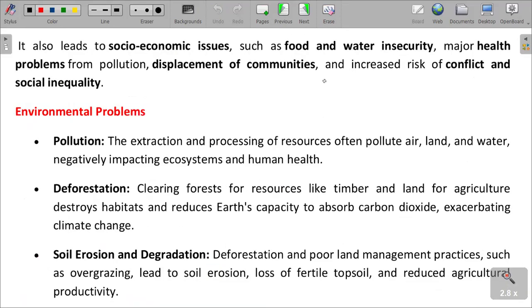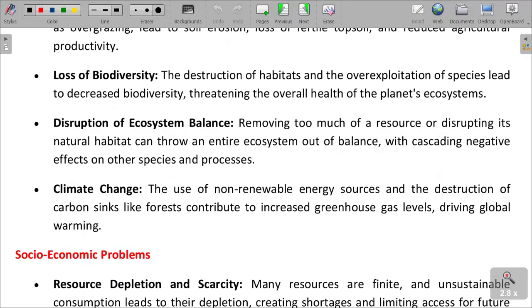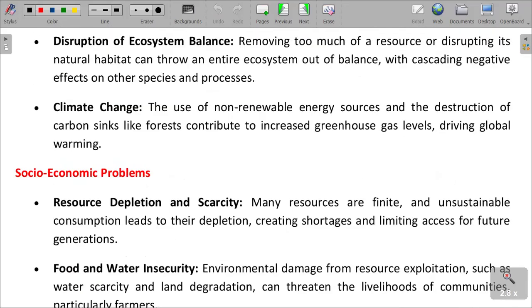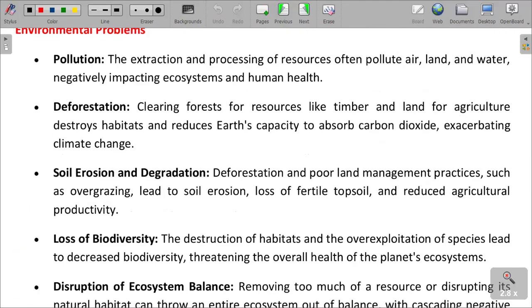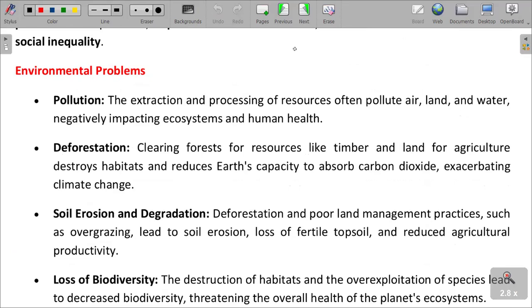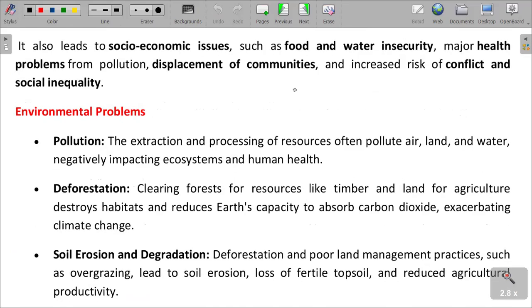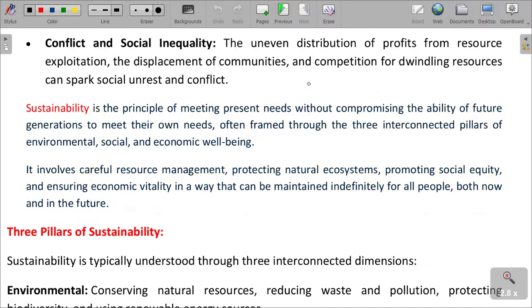We are going to talk about environmental problems arising as a result of resource utilization or exploitation. It is one of the key concepts that we need to understand in geography. Quite a lot of socio-economic and environmental problems result from resource exploitation. We need to look at them and be able to understand and relate them in the context of geography at a grade 11 level.